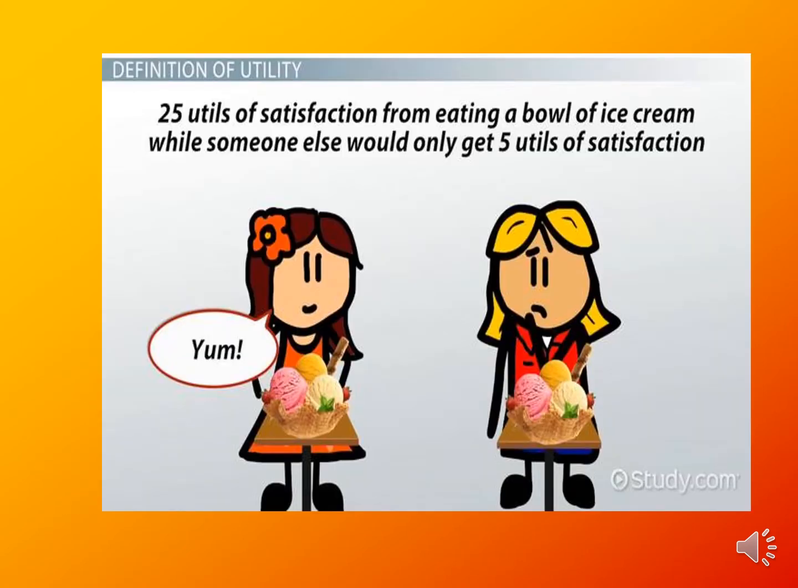Let us take an example. Here there are two persons and they have consumed a bowl of ice cream. The first person has derived 25 utils of satisfaction and the second one has derived 5 utils of satisfaction. So this is the meaning of utility, that is, the satisfaction which is derived from a product, and we can conclude that it differs from person to person.